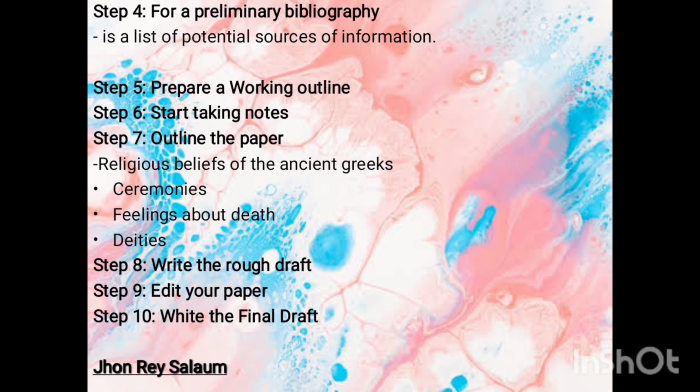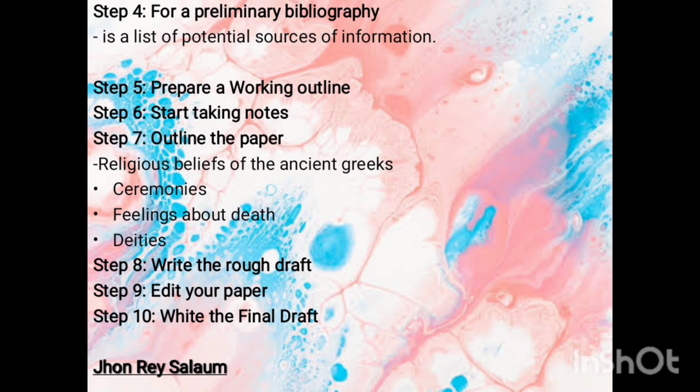Step 7. Outline the paper. For example, one of the topics from our sample working outline might be subdivided like this. Religious beliefs of the ancient Greeks. First, ceremonies. Second, feelings about death. Third, deities. Step 8. Write the rough draft.